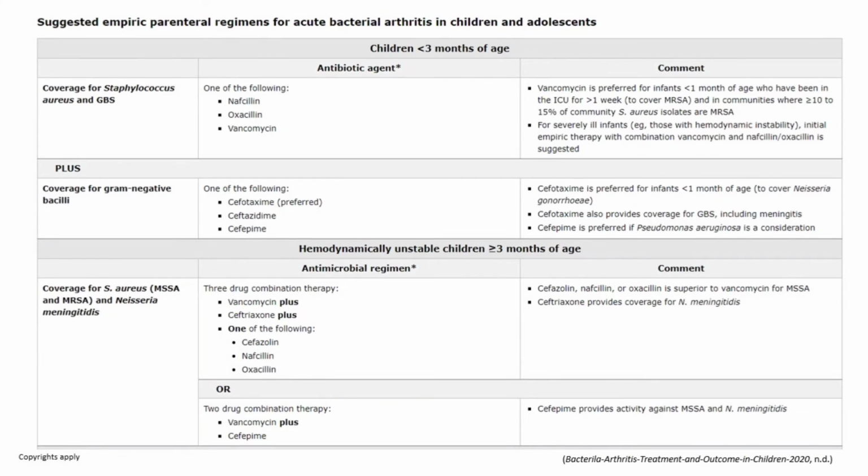Vancomycin rather than nafcillin or oxacillin should be included in the regimen for neonates less than 1 month of age who have been in the intensive care unit for more than 1 week because of the risk of health care-associated infection with methicillin-resistant S. aureus, or in communities where MRSA accounts for more than 10 to 15% of community S. aureus infection.